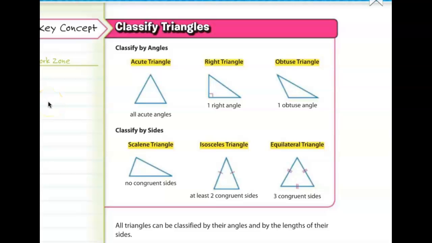Okay, today we're going to be doing Chapter 9, Lesson 2, and we're going to start focusing on geometry concepts, but we are also going to be connecting them to the algebraic ideas we've been working on. The first thing we're going to do is, I think, review classifying triangles.